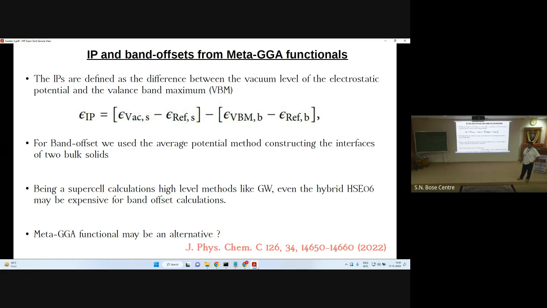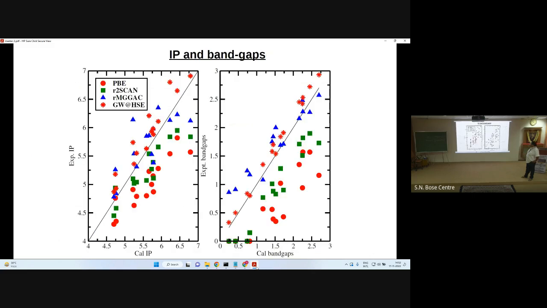You have this band offset. Here also we have figured out the meta-GGA functionals, and how they will do for these band offsets. So this functional here, the RMCGSC functional. Okay, this is the GWBSC. You do the GW with the hybrid functional, and you can see these blue lines. So this is how this functional is done.